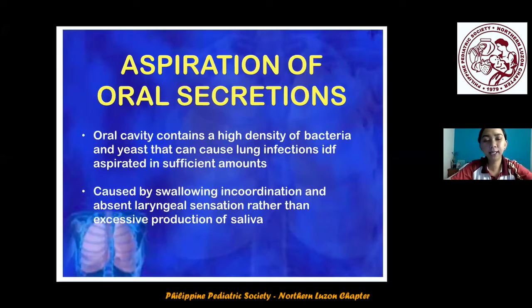So in children with neurologic disabilities, there is often aspiration of oral secretions, causing recurrent respiratory infections. So remember that the oral cavity contains a high density of bacteria and yeast that can cause lung infections if aspirated in sufficient amounts. So please take note that aspiration of oral secretions is caused by swallowing incoordination and absent laryngeal sensation rather than the excessive production of saliva.